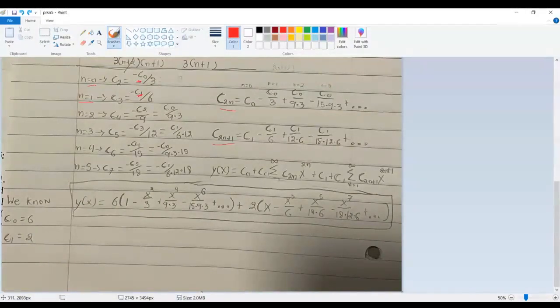Then I just plugged C0 and C1 into this equation, and I got this. Yeah, we can always use the dot dot dot. Right here. Okay, all right. Thank you, that's good enough. Thank you.